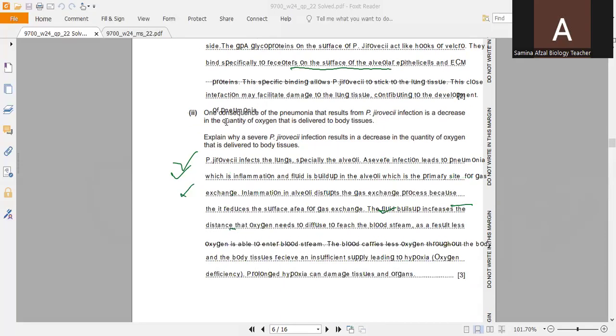And the next question is, one consequence of the pneumonia that results from P. gyrovici infection is a decrease in the quantity of oxygen that is delivered to the body tissues. Explain why a severe P. gyrovici infection results in a decrease in the quantity of oxygen that is delivered to body tissues.